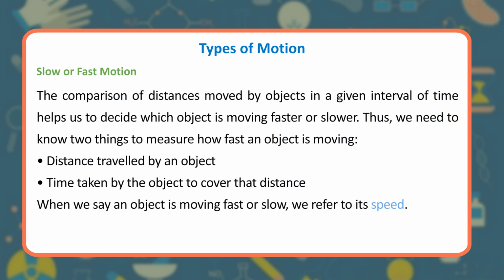The comparison of distances moved by objects in a given interval of time helps us to decide which object is moving faster or slower. Thus, we need to know two things to measure how fast an object is moving. Distance traveled by an object. Time taken by the object to cover that distance. When we say an object is moving fast or slow, we refer to its speed.